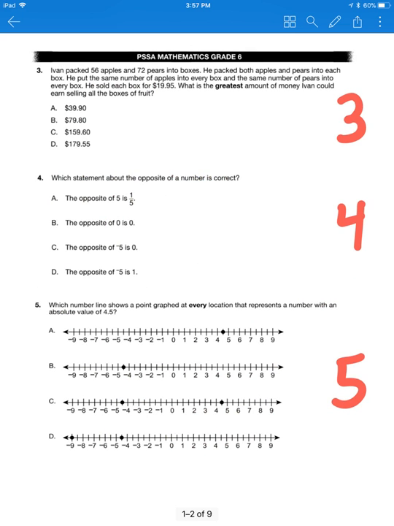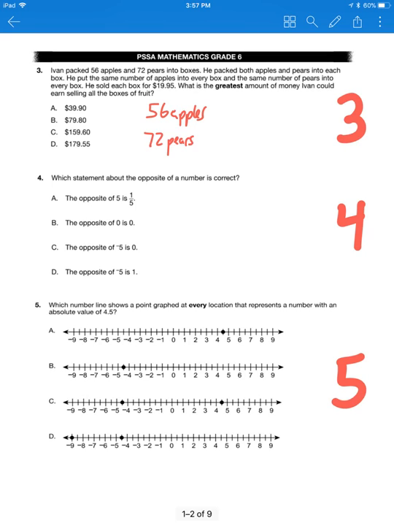Moving on, let's go to 3. Ivan packed 56 apples and 72 pears into boxes. So as I read it, I write, 56 apples and 72 pears. By the way, as I'm solving this, it's the first time I've solved these, so I don't know the answer. He packed both apples and pears into each box. He put the same number of apples into every box, and the same number of pears into every box. He sold each box for $19.95. What is the greatest amount of money Ivan could earn selling all boxes of fruit?